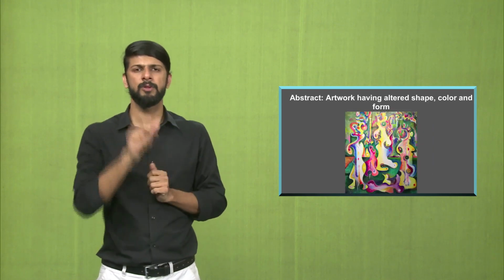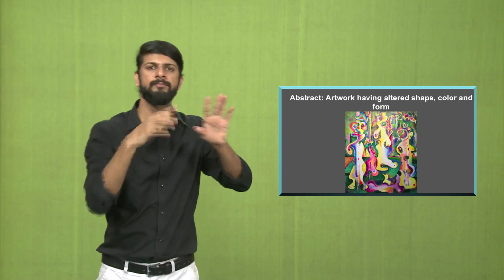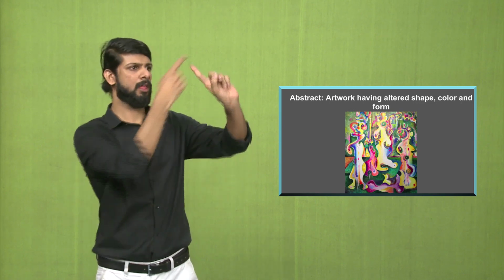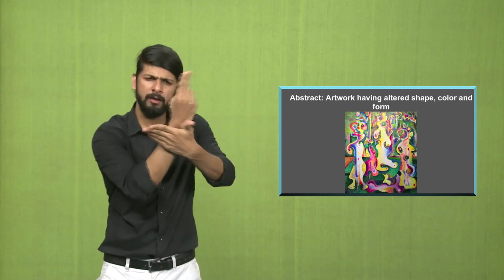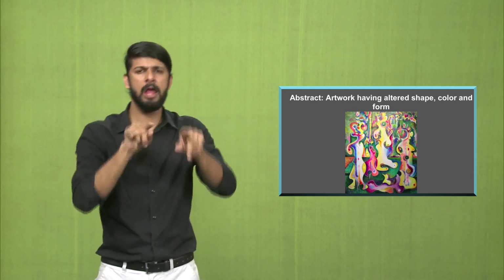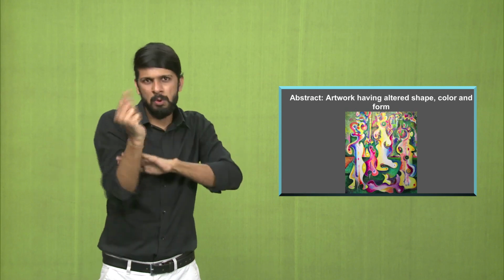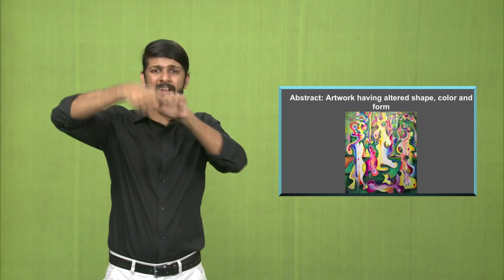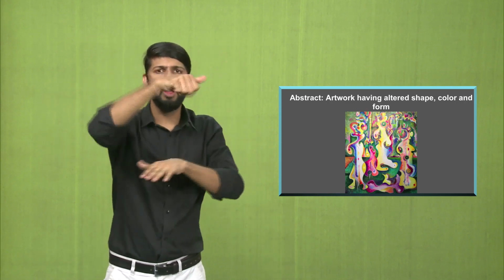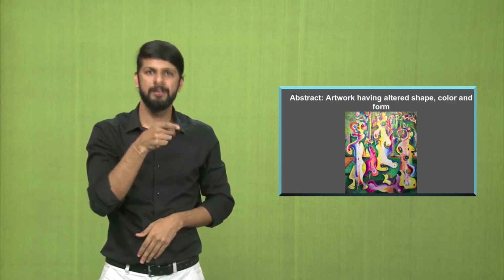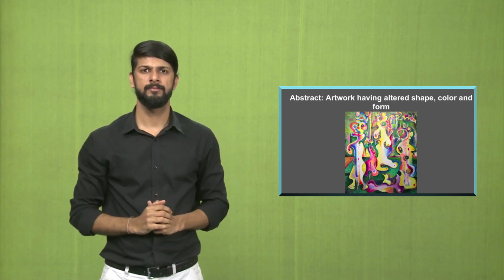Abstract art is artwork which alters the shape, color and form. For example, if a human being is depicted with the entire form very different, very altered, the artist is actually improvising. For example, the tortoise is a creature living in water, but if you start showing the creature in air with wings, it is altering the form, and this kind of work is called abstract art.